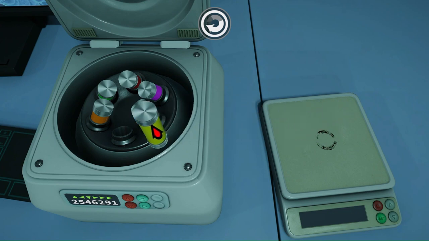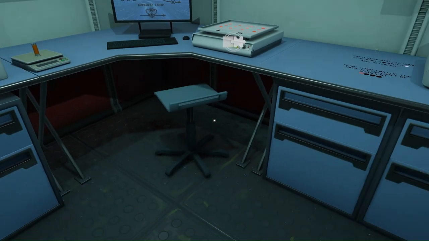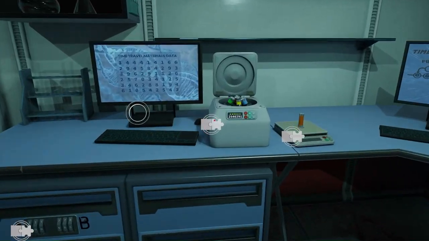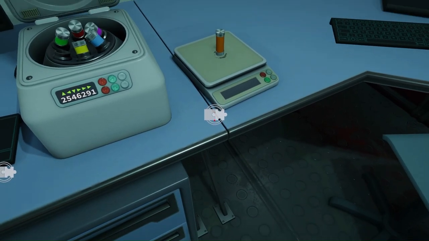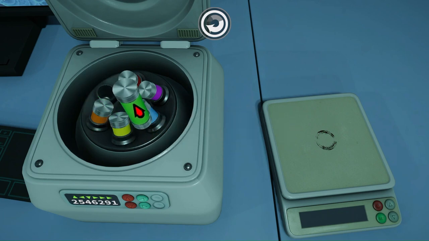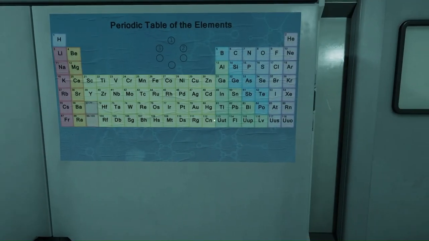Let's try what yellow does. Orange, sorry. MG, that's magnesium. I know that one, I think. It was when it's 1, 2. 12. I'm going to have to take another hint, because I'm actually really confused. GA. Green, what's GA? 31.